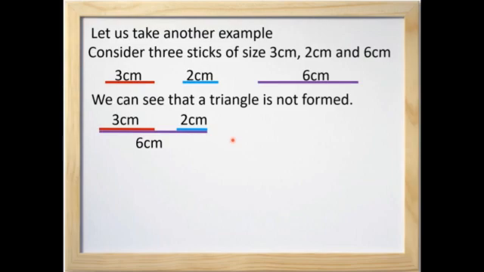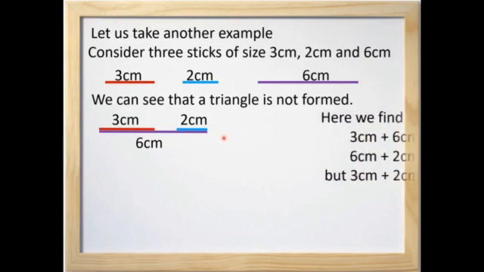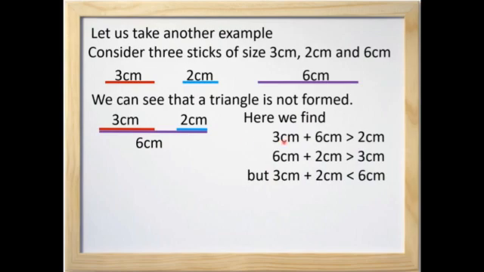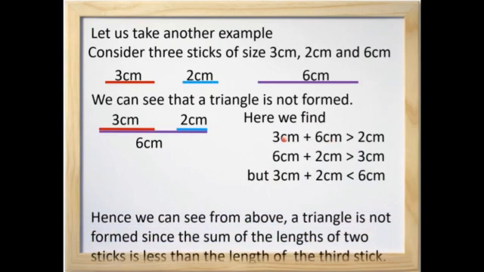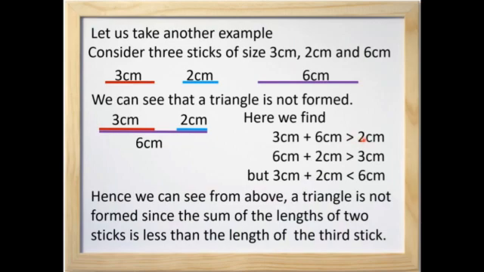We will see why the triangle is not formed. See here, when we take the lengths of the two sticks 3 centimeter and 6 centimeter, this is 9 centimeter and this is greater than the third stick, which is of 2 centimeter. Now take the other two sticks, that is the 6 centimeter stick and the 2 centimeter stick. When we add them, we get 8 centimeters, and this is greater than the third stick, which is of 3 centimeter. But when we add the two sticks of size 3 centimeter and 2 centimeter, we get 5 centimeter. We find this 5 centimeter is less than the third stick, which is of 6 centimeter.